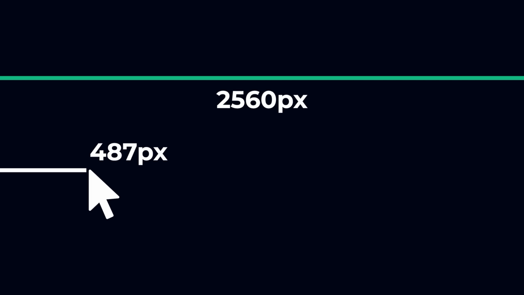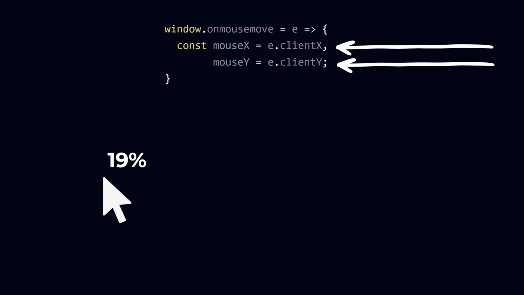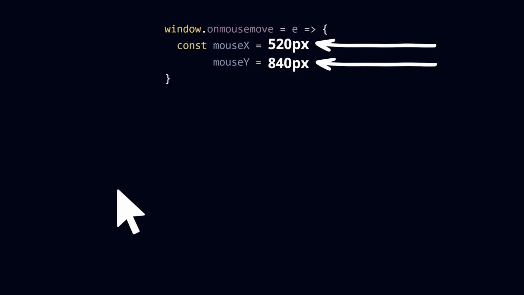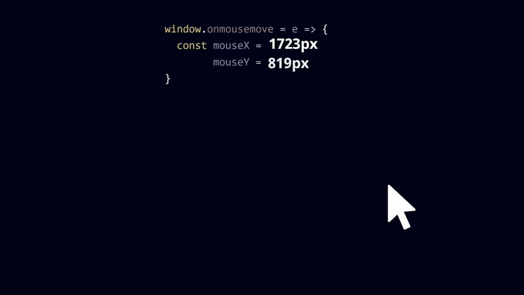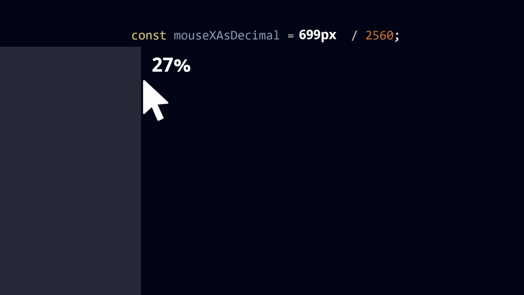Let me explain. The distance from one side of my window to the other is 2560 pixels. If my mouse is here, that means it's traveled 0.19 or 19% of the way across. If you recall from earlier, we're already keeping track of where the mouse is at all times. So that means we have a way to get this horizontal percentage value at all times. In effect, we've now converted our entire screen to a range slider without actually requiring a range slider.